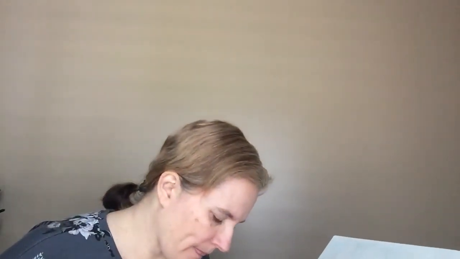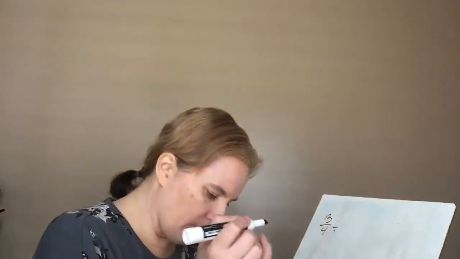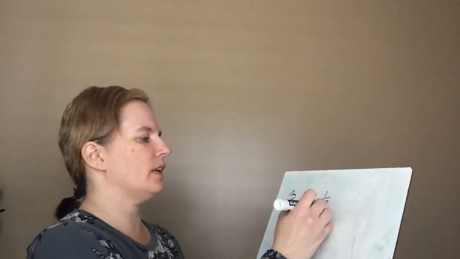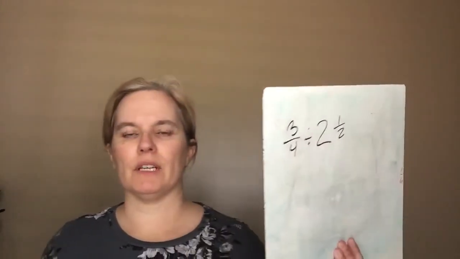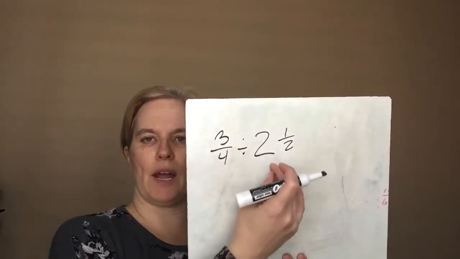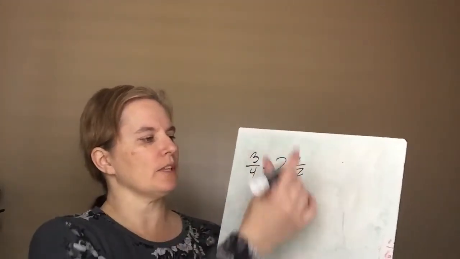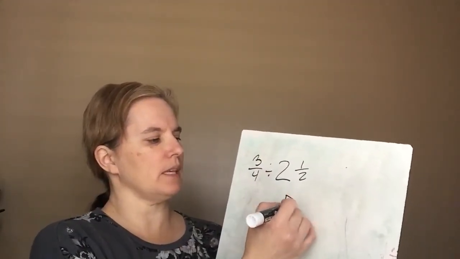Okay. Let's do one. If you've got a whiteboard, you can work along. If not, work along with it out loud. Okay, we're going to do number 2A together. 3/4 divided by 2 1/2. Thorn, what do I got to do first? That's right, I got to change this to an improper fraction. John, what do I do? Yep, 2 times 2 is 4 plus 1 is 5. So this is going to be 5/2.